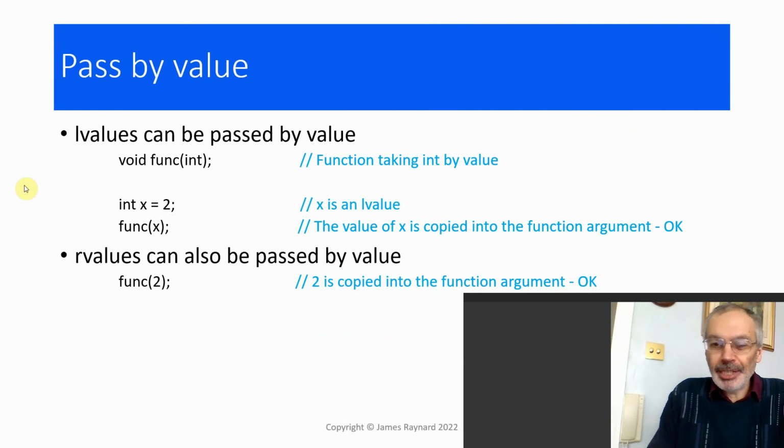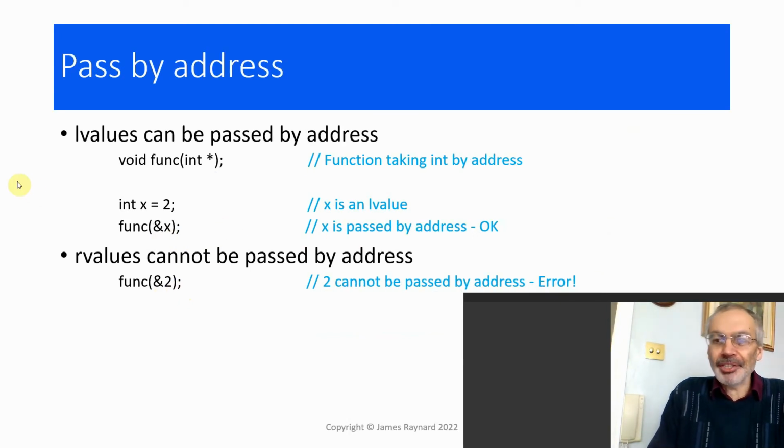With pass by value, it does not actually make any difference. If we have some function which takes an int by value, we can pass an Lvalue, a variable x, or we can pass an rvalue, an int literal 2. However, if we're passing by address, then it does make a difference. We can pass an Lvalue because we can take the address of an Lvalue, but we cannot pass an rvalue because we cannot take the address of an rvalue.